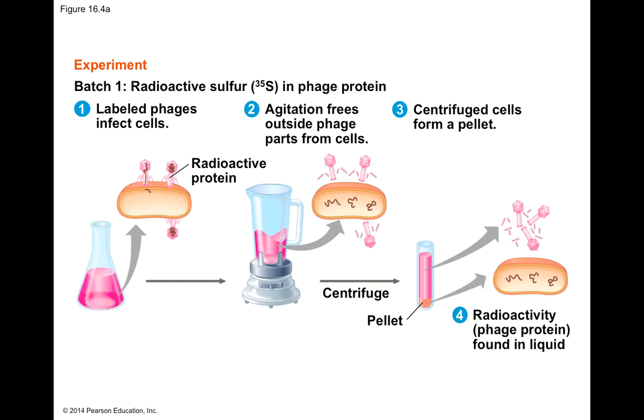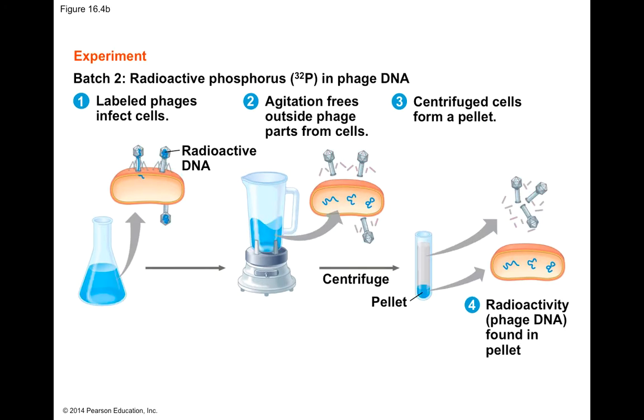At the end of it all, the radioactivity was found in the liquid, so the proteins did not get into the bacteria cells. In the second batch of experiments, they used radioactive phosphorus to label the DNA of the phages. They followed the same procedure and found that the radioactivity was found in the pellet, so the DNA was able to get into the bacteria cells. So they concluded that the genetic material was the DNA.